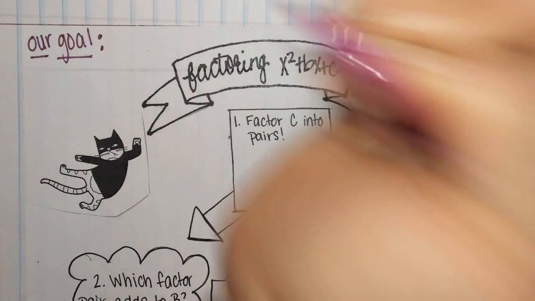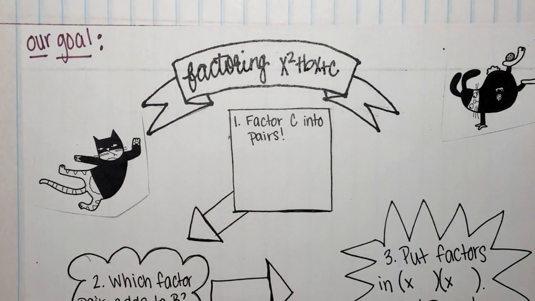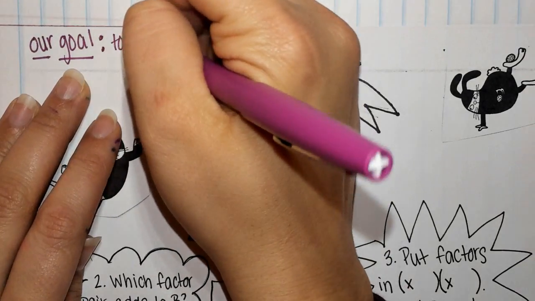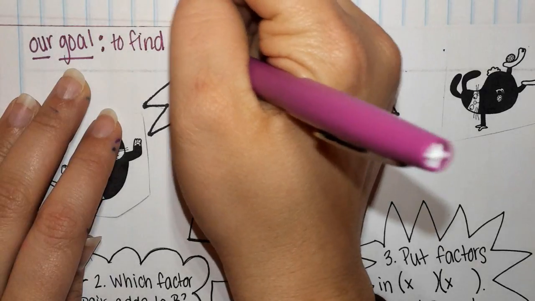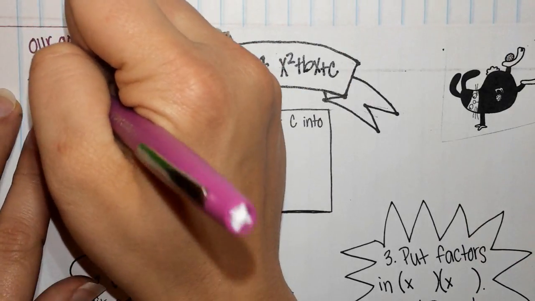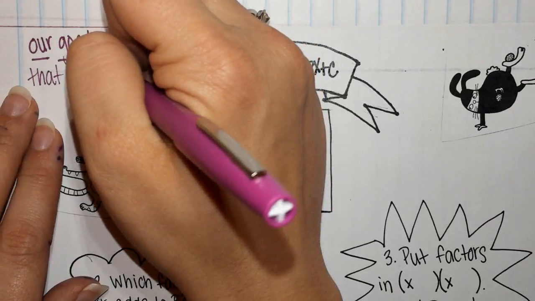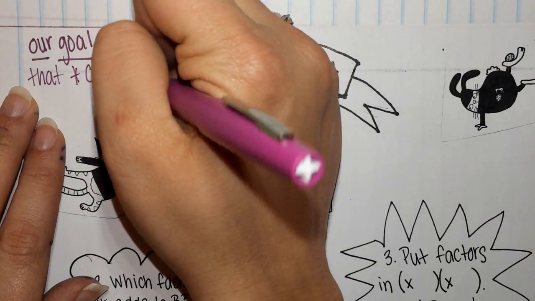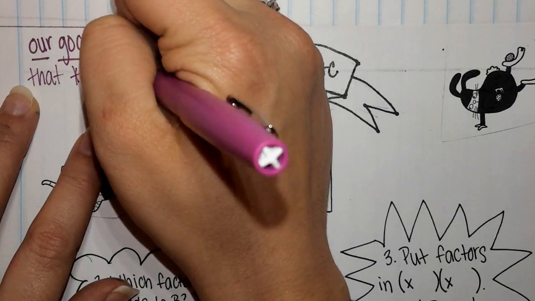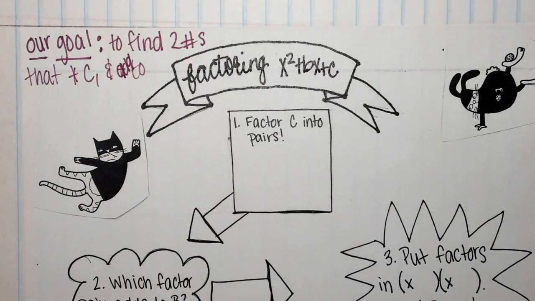Our goal for each and every problem is to find 2 numbers that multiply to give you C and add to give you B. Let's write the word add. Add to give you B.